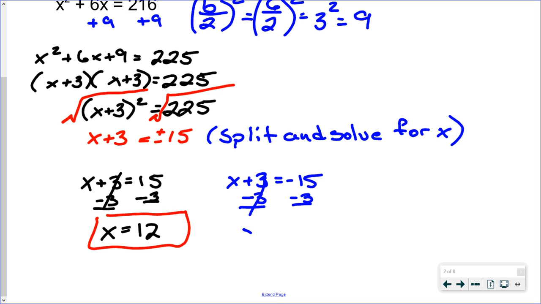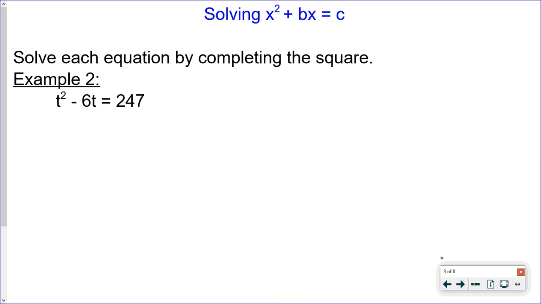And I get x equals negative 18. All right, so let's look at another example. We want to find what b over 2 to the second power is.